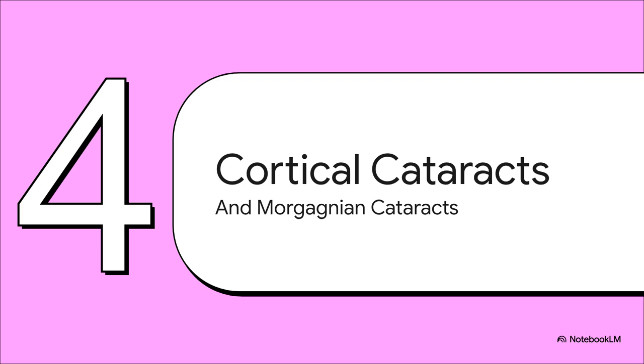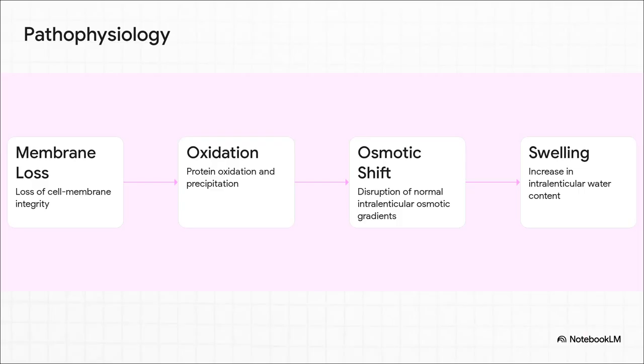Next up is Section 4, cortical and Morganian cataracts. So unlike nuclear sclerotic cataracts, cortical cataracts actually display highly distinct histopathologic changes under the microscope. This is a true biochemical breakdown. It starts with the complete loss of cell membrane integrity, which then leads to protein oxidation and precipitation. This completely destroys the normal intralenticular osmotic gradients. And the result of that? The lens swells with water.